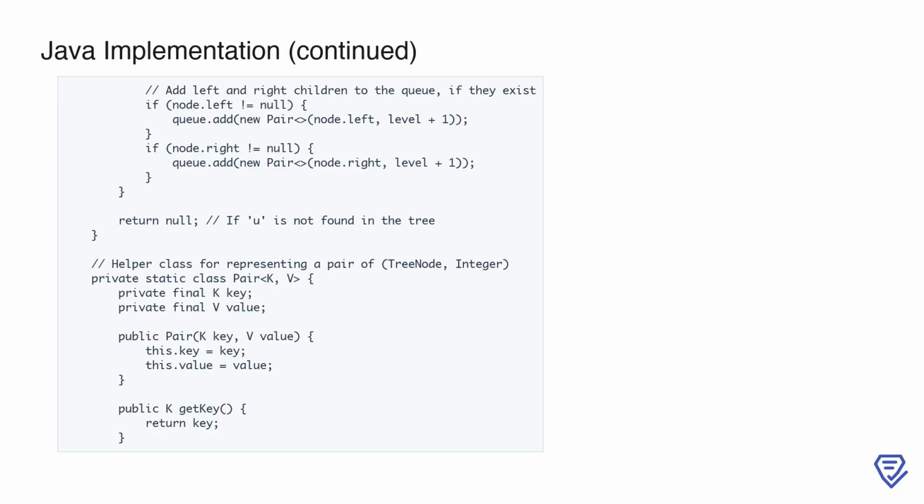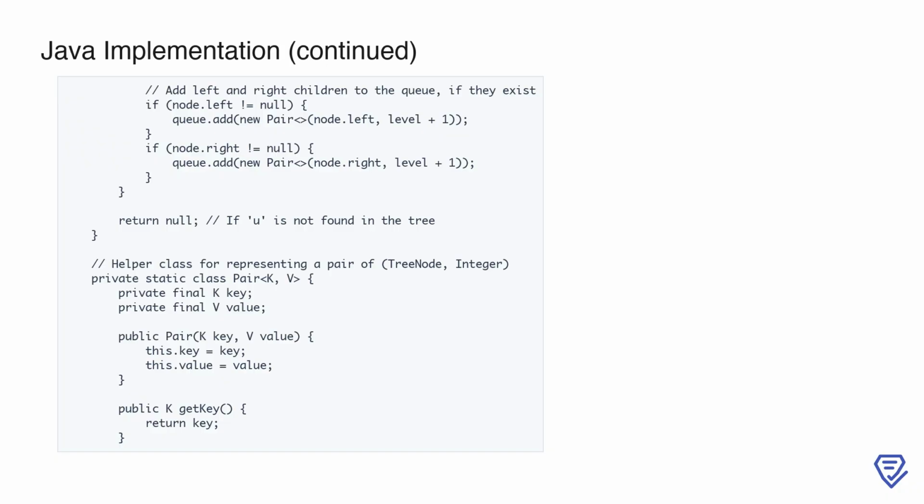To continue building the BFS logic, we now handle the traversal of child nodes. If the current node has a left child, we add it to the queue, incrementing the level by 1 to indicate that it's on the next level of the tree. Similarly, if the current node has a right child, we also add it to the queue with the incremented level. This ensures that we process all nodes level by level, which is crucial for solving this problem. If the loop completes without finding the target node U in the tree, we return null at the end of the method to indicate that the node doesn't exist.